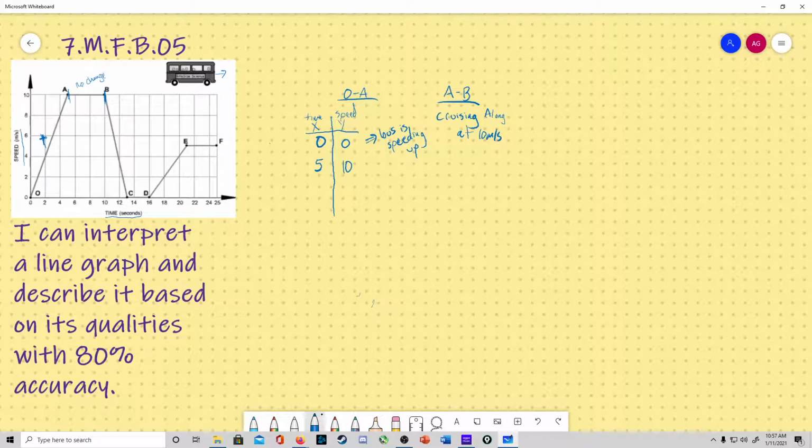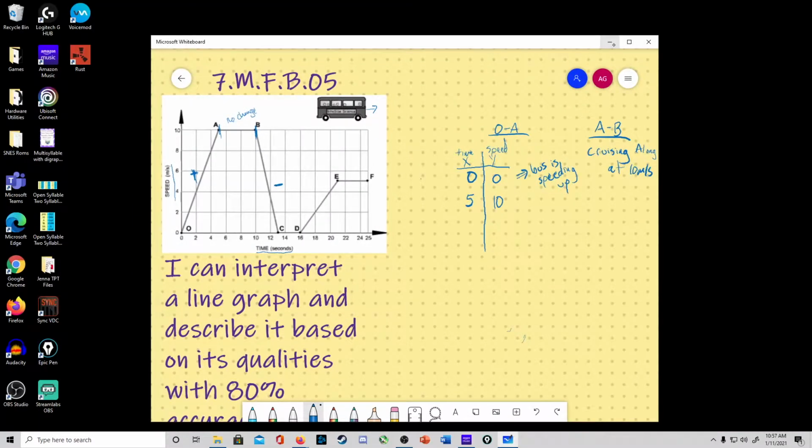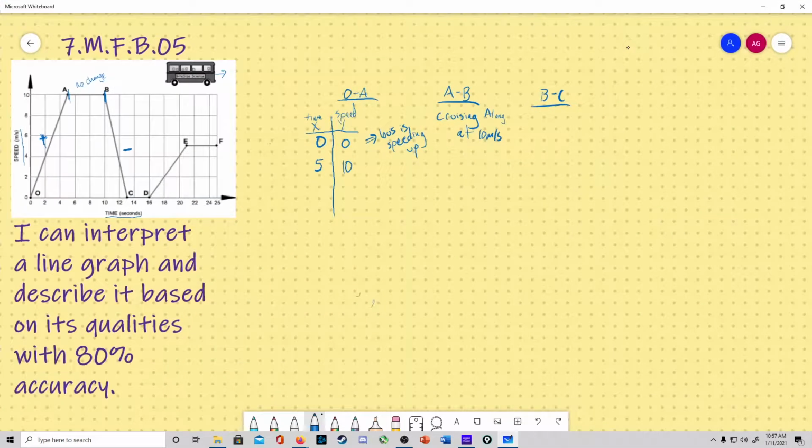Now we can look from B to C. What's happening here? Well, now it's starting to decline. It's going that direction, so we know that's negative, right? It's moving in the opposite direction as positive, so it's going negative. And this is not a very long interval, 3 seconds. It goes from 10 to 0. So if I'm thinking about that and making sense of it, if it was going 10 miles an hour and now it is going 0 miles an hour, the bus is braking.